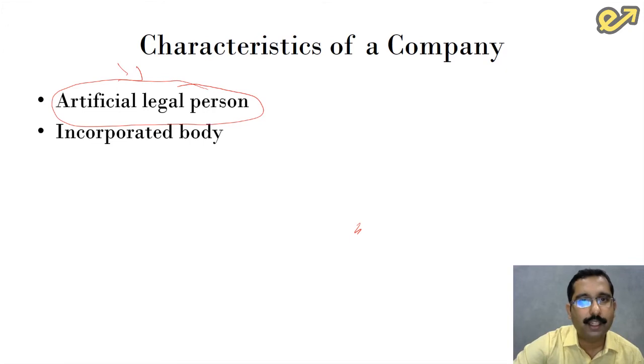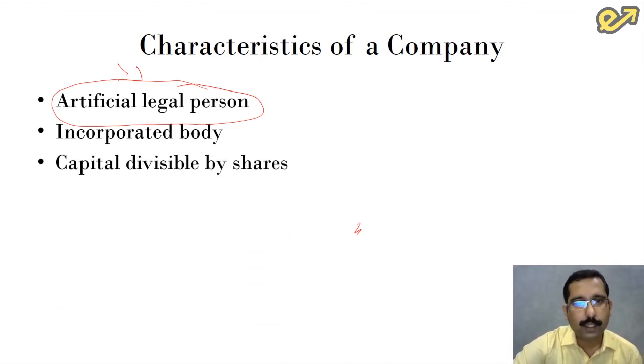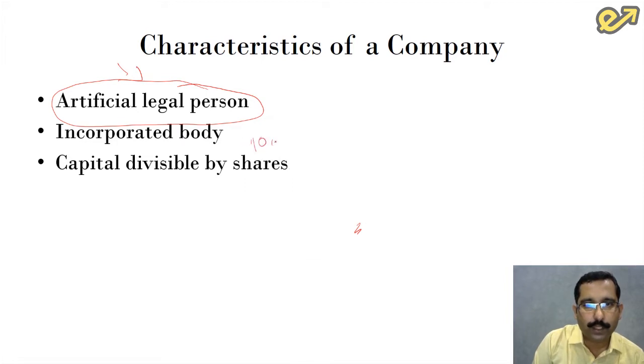The second point is that it's an incorporated body. While discussing the partnership business, we had said that registration is optional. But when it comes to joint stock companies, there is no such option. It has to be registered under the Companies Act. The next point is capital divisible by shares. So here the capital can be divided amongst the investors. Generally, the face value of the shares in India is 10 rupees. It can be 25 rupees, it can be 50, or it can be 100. There are different face values in which these shares are provided by the promoters.